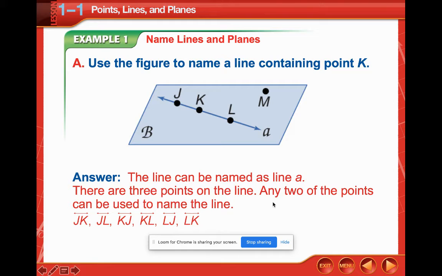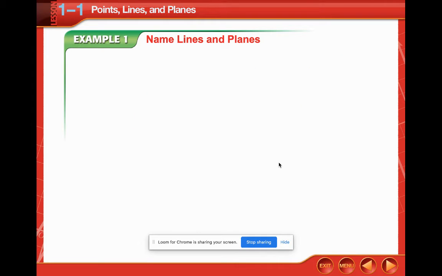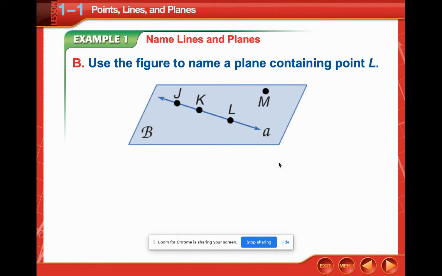All right, let's keep it going. Use the figure to name a plane containing point L. Same thing, it's the same shape. It's the same plane. Oops, so we know it's this line. Oh, but it's a plane. So we know it's this plane. It's point L.